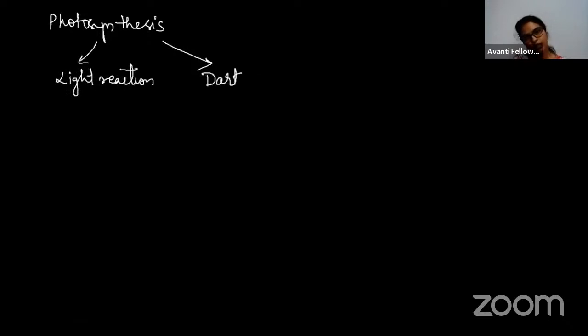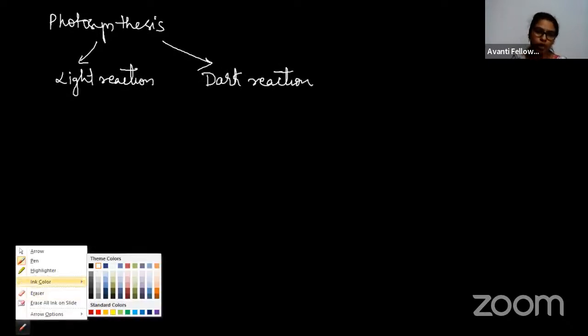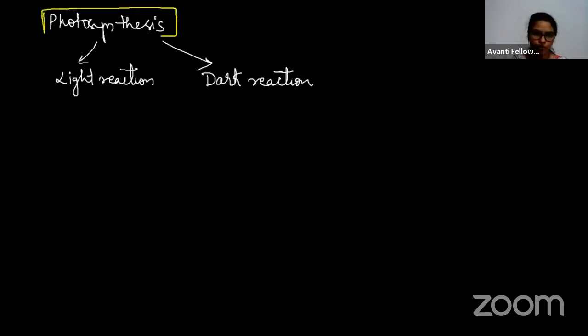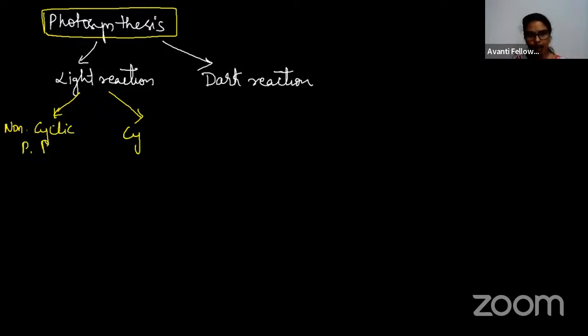Which is the first phase? The first phase is light reaction, and the second one is dark reaction. ठीक है, तो एक हो गया लाइट रिएक्शन और एक हो गया डार्क रिएक्शन. ये फोटोसिंथेसिस के दो मेजर फेजेस हैं. ठीक है, तो लाइट रिएक्शन में क्या होता है? Again there will be non-cyclic photophosphorylation and cyclic photophosphorylation. ठीक है, so these two parts will come under light reaction.